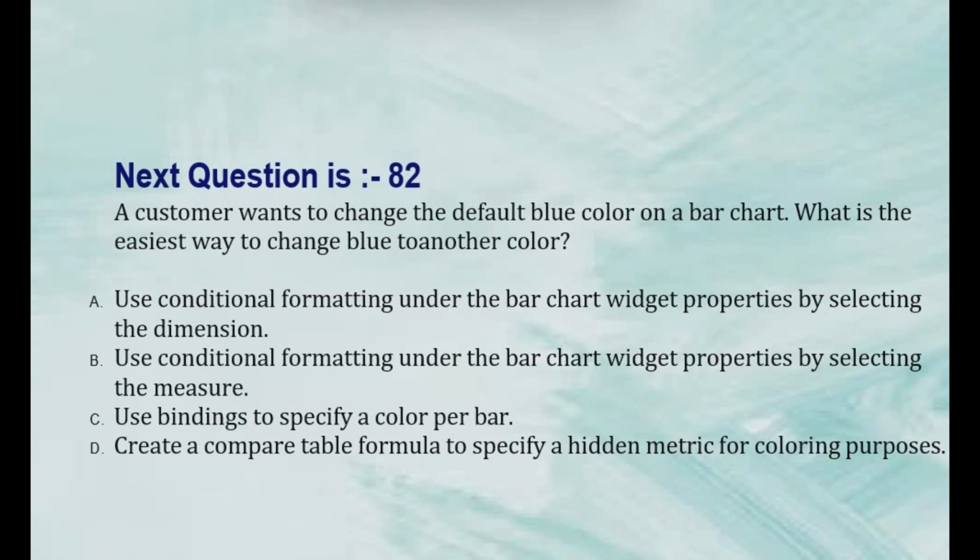Option A, use conditional formatting under the bar chart widget properties by selecting the dimension. Option B, use conditional formatting under the bar chart widget properties by selecting the measure. Option C, use bindings to specify a color per bar. Option D, create a compare table formula to specify a hidden metric for coloring purposes. Correct answer is option B.